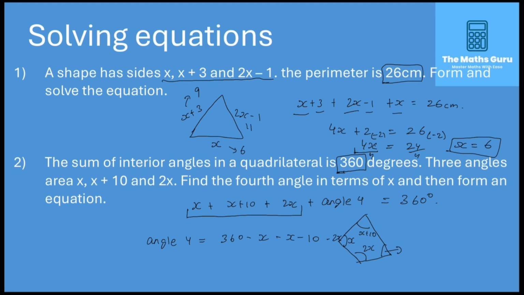It tells us to find the angle in terms of x. So let's abbreviate this: A4 is equal to 360 minus 10, which is 350, minus 4x. So that is it in terms of x. Could we do this any more? Yeah, no, that's in terms of x there.